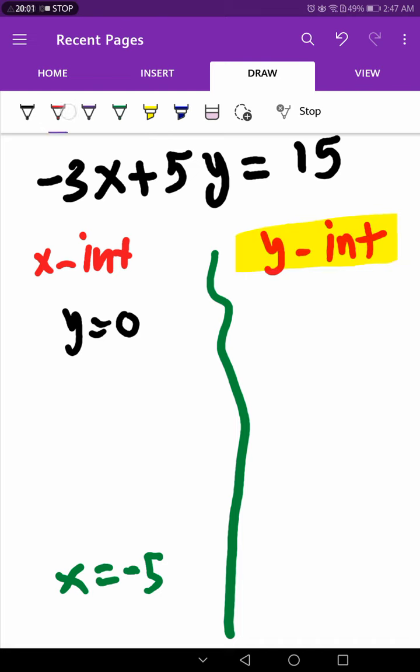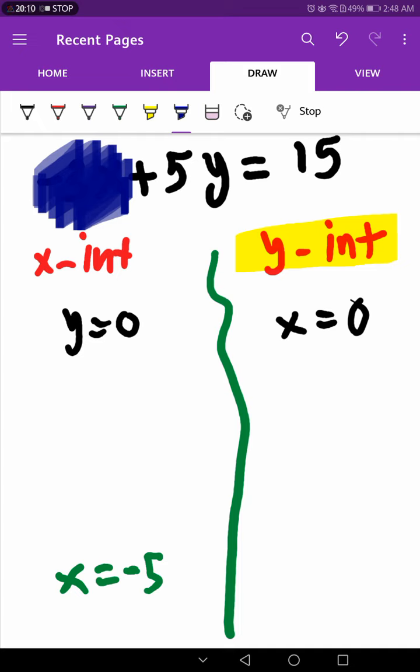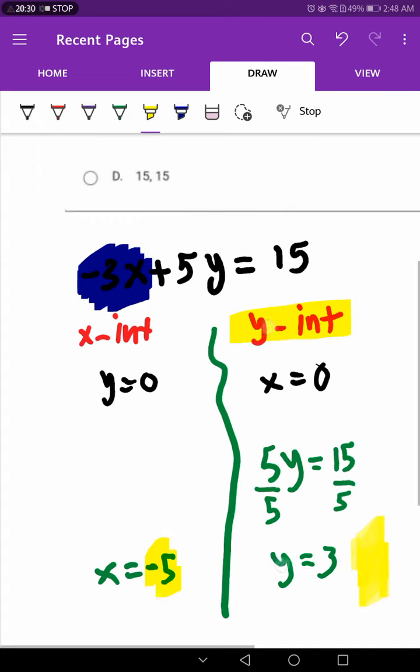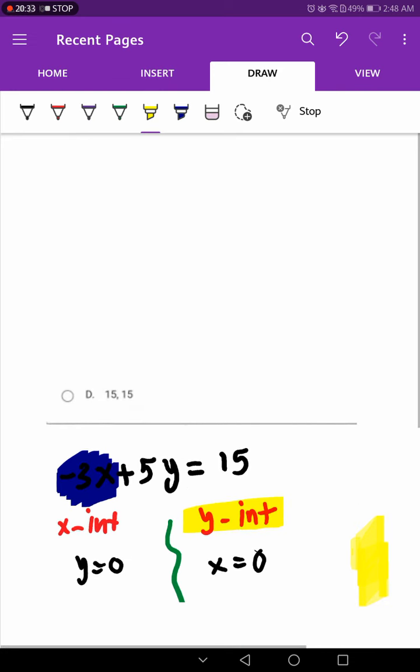The y-intercept, yes, x equals 0. So I have to hide the x. So what's left? 5y equals 15. Divide by 5, divide by 5, y equals 3. Now go to the answer, looking for the intercepts, -5 and 3 in the same order. -5 and 3.